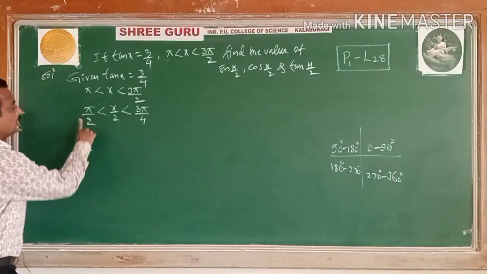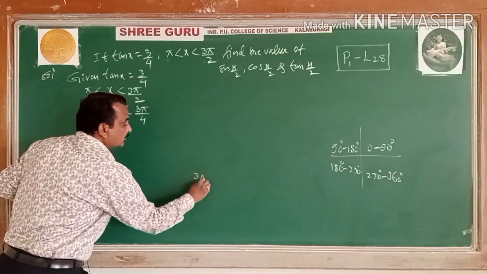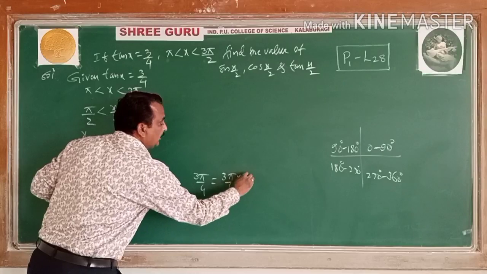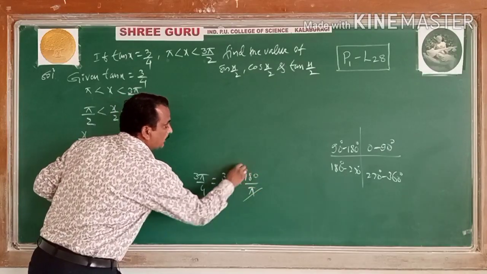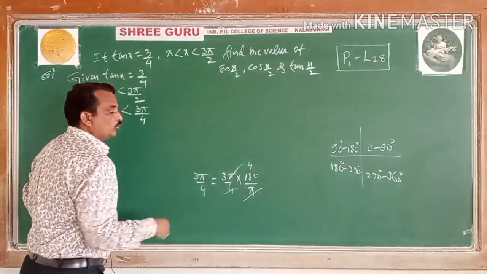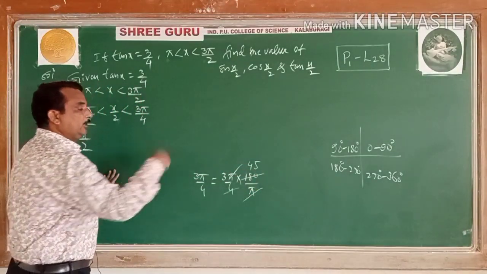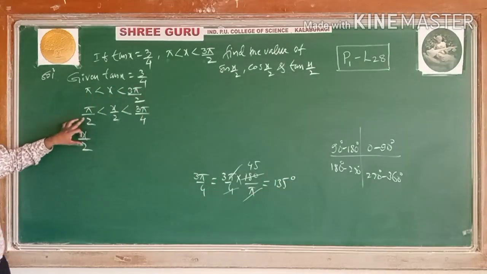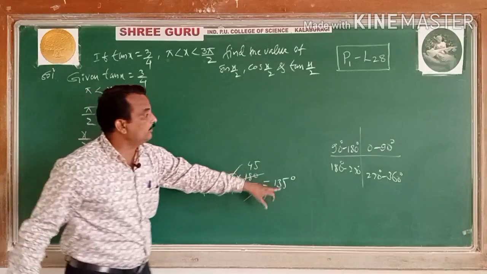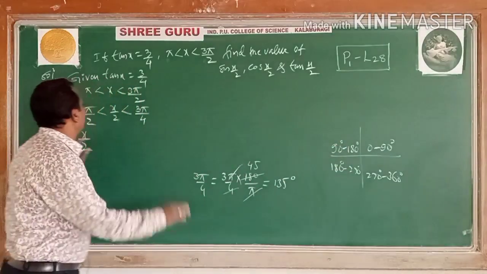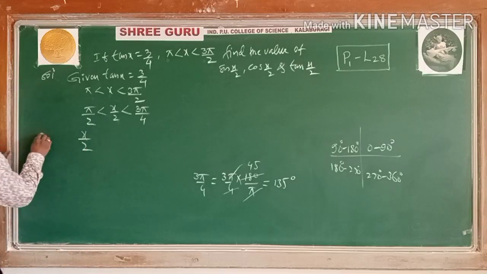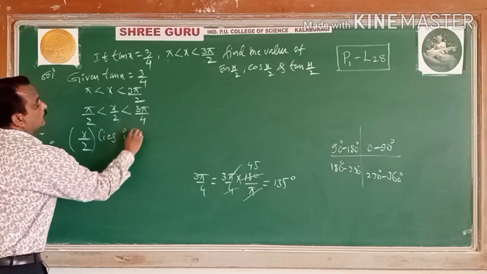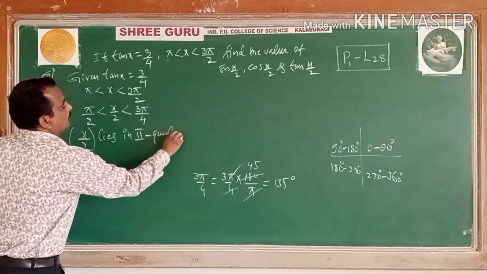Yes, this is more than 90, less than 3 pi by 4. How much is 3 pi by 4? Converting 3 pi by 4 in terms of degree, multiply by 180 by pi. 4 4s are 16, 2 remains, 4 5s are 20, 3 into 45. Is it 135 degree? So it is more than 90, less than 135 degree. Which quadrant does it lie in? The second quadrant. So the angle x by 2 lies in the second quadrant.